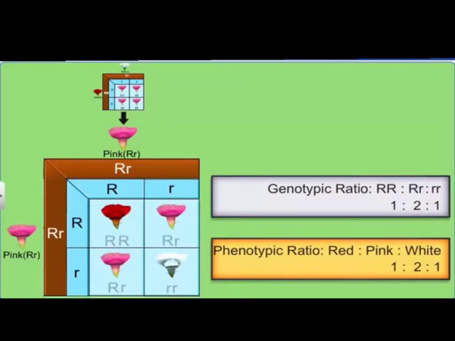In the cross conducted in Snapdragon, the phenotypic ratio is 1:2:1, which is different from the pea plant, whose ratio was 3:1, 3 dominant is to 1 recessive ratio. In the case of incomplete dominance, both the genotypic and the phenotypic ratios are the same. That is 1:2:1.